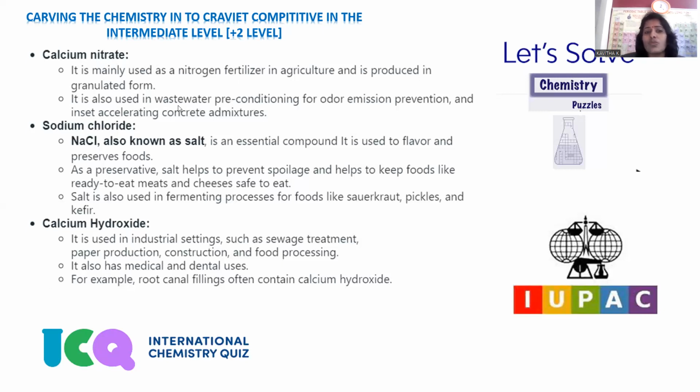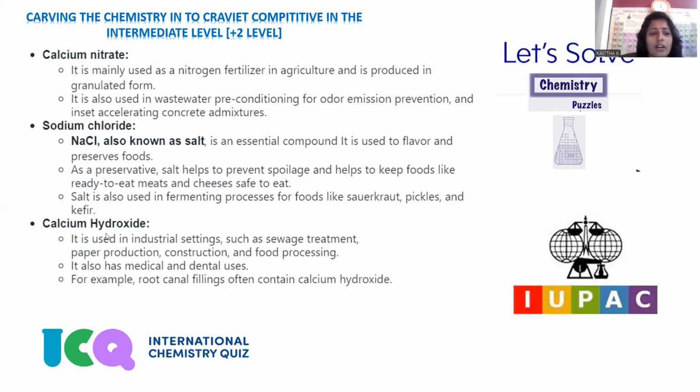And moreover, in wastewater preconditioning, wastewater such as sewage water or industrial effluent can be treated to eliminate odor. Many foul odor containing materials are emitted, and whenever calcium nitrate is added, it prevents that kind of unpleasant smell, right? It is also used as an accelerating admixture in concrete, for building construction or road construction, this calcium nitrate is one of the ingredients, calcium being the strengthening agent.